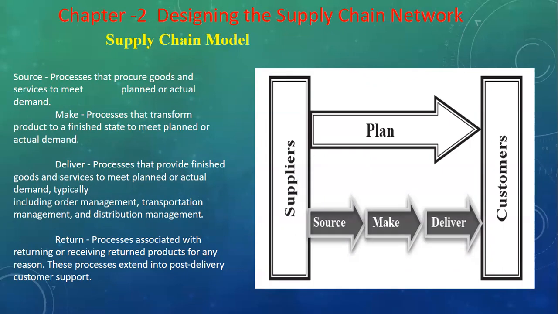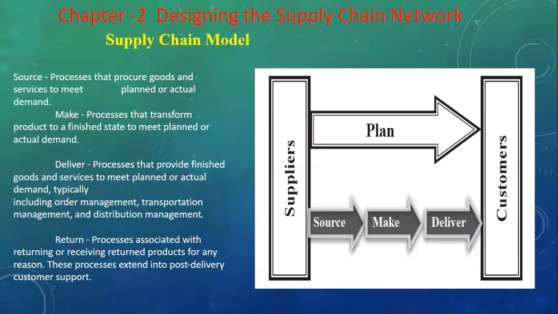Now, make is the process of transforming product to a finished good state to meet planned or actual demand. After sourcing raw material, you need to manufacture, so this comes under make, meaning production. The raw material needs to be converted into finished goods. This also depends on the plan and the actual demand.